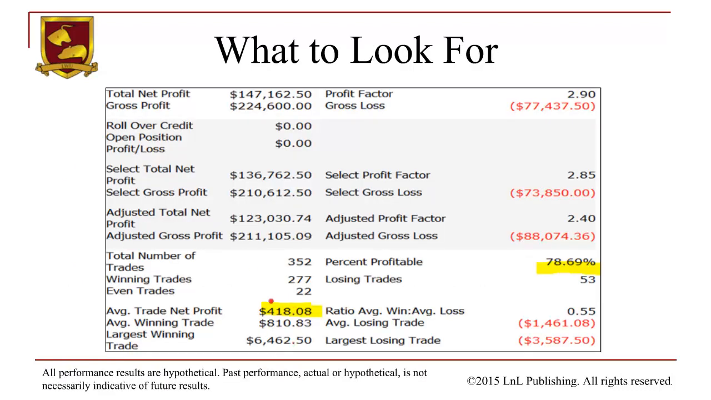So what to look for in a system? Well, average profit per trade, that's a good one. I get asked about accuracy all the time. That doesn't mean as much to me. Accuracy is important, but I'm really concerned about my average profit per trade and what's my drawdown.